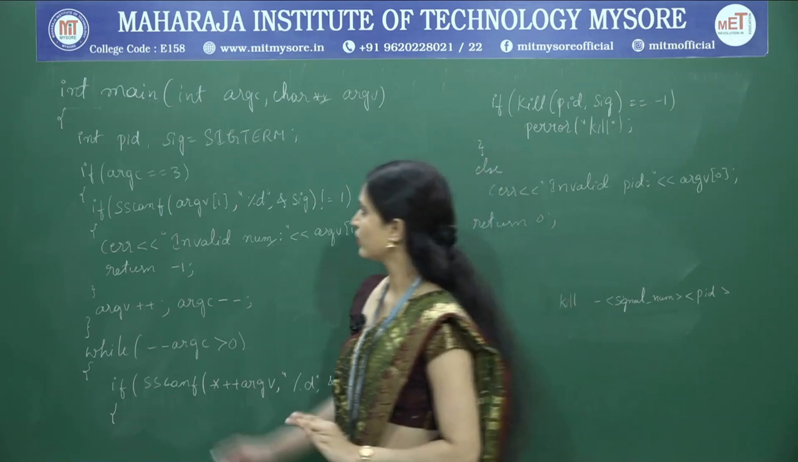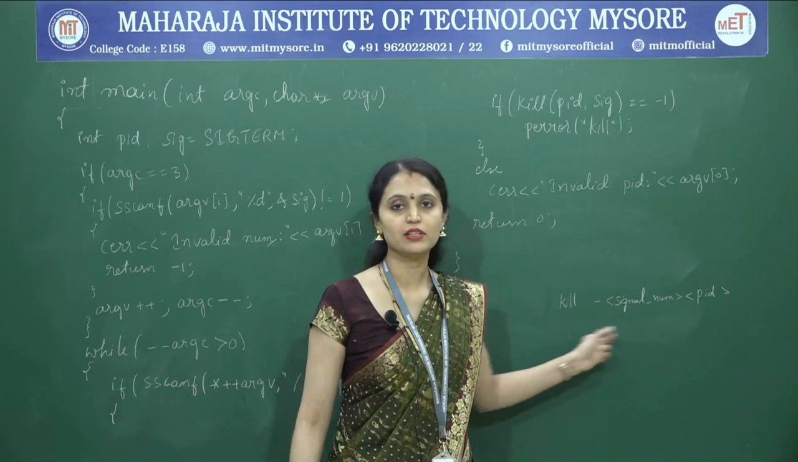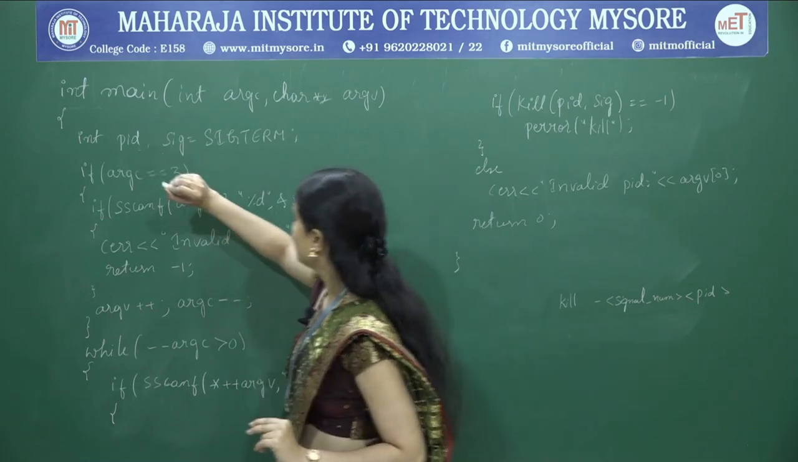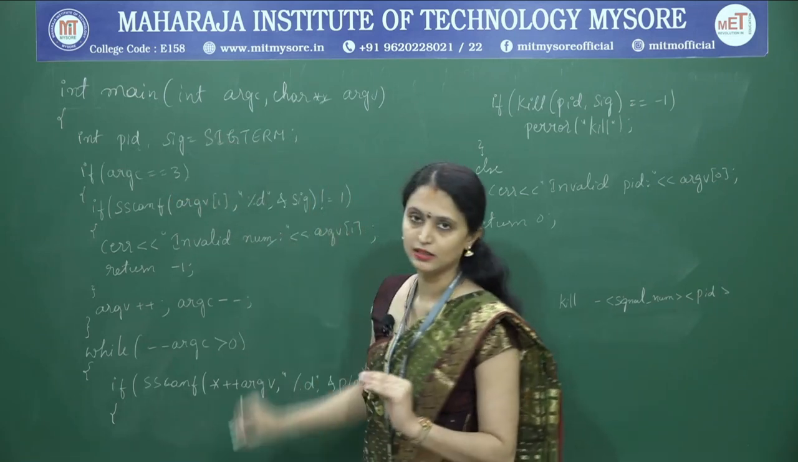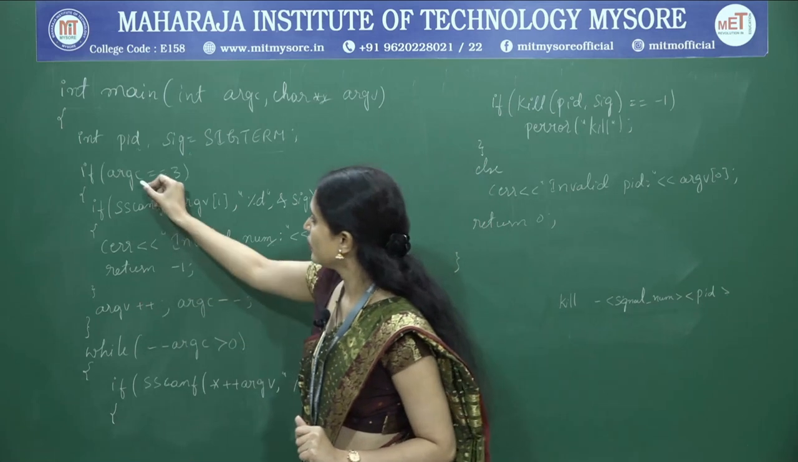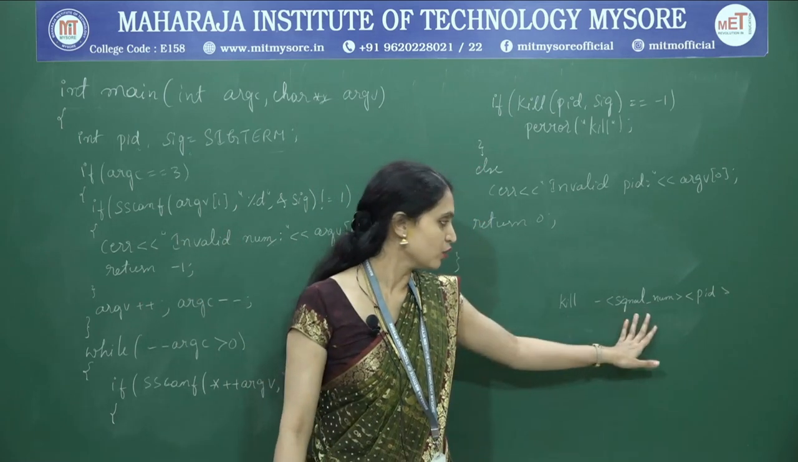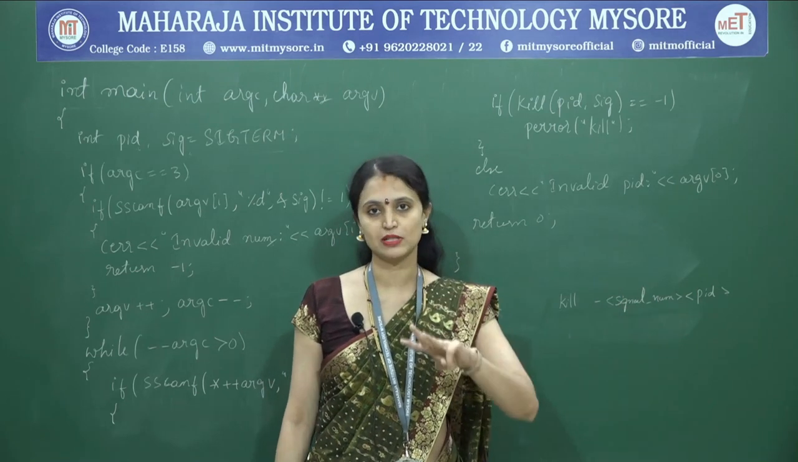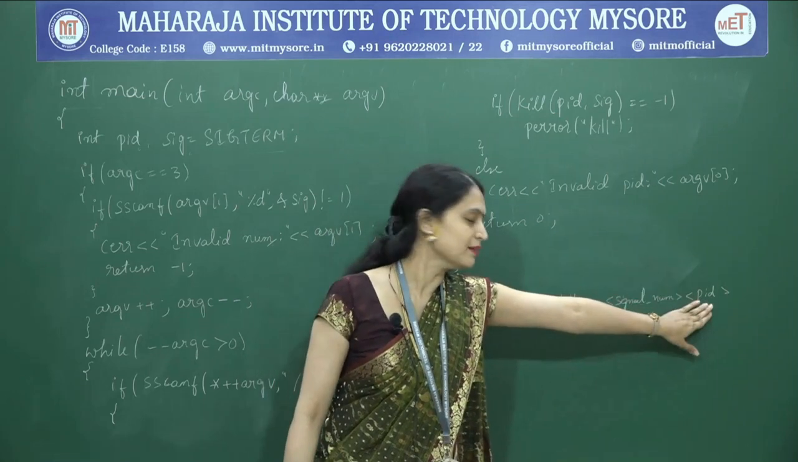So in the program we are passing the command line arguments, and these are the inputs given through the command line. Here we have declared a PID of type integer, and then sig of type sig term. Okay, we are checking if the argument count is 3. This will work only if the minimum number of arguments is 3, because the command is followed by the signal number followed by the PID.